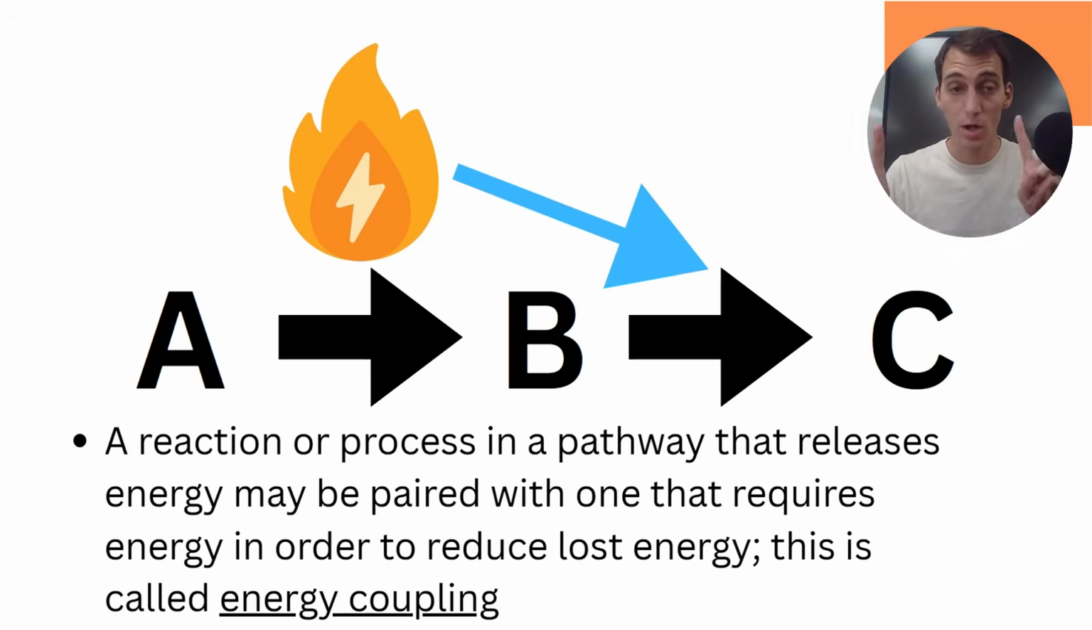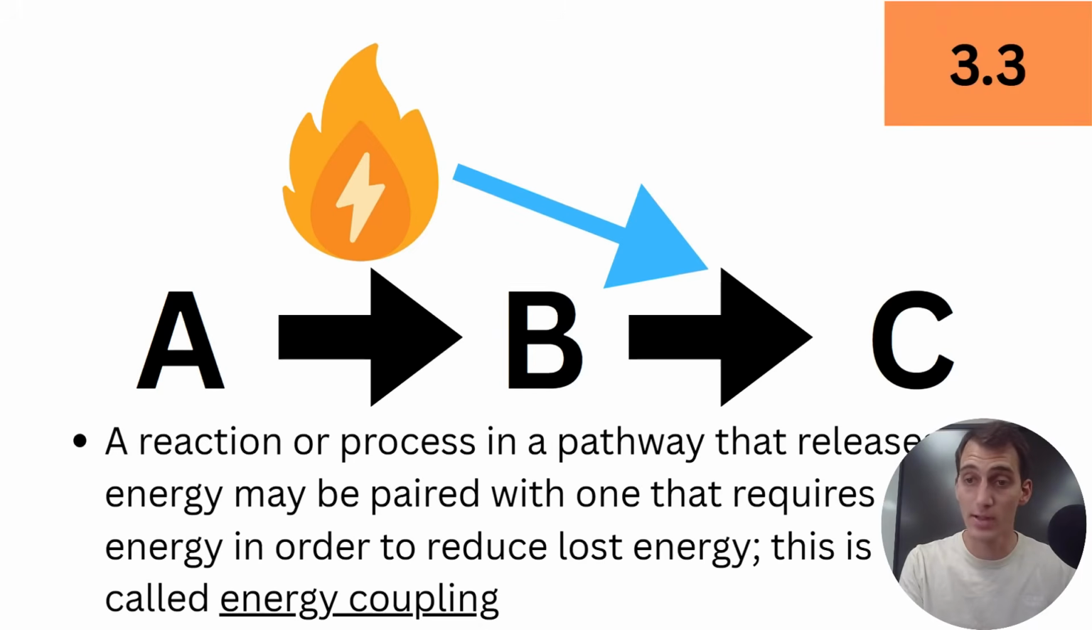Reactions are often what are called coupled. This is called energy coupling, where one that releases energy is paired with another one that takes in energy, so the energy released from one can be used to power another. All right, that's called energy coupling. And this is another way that metabolism and living things try to conserve energy and make sure that the output doesn't ever become greater than the input.